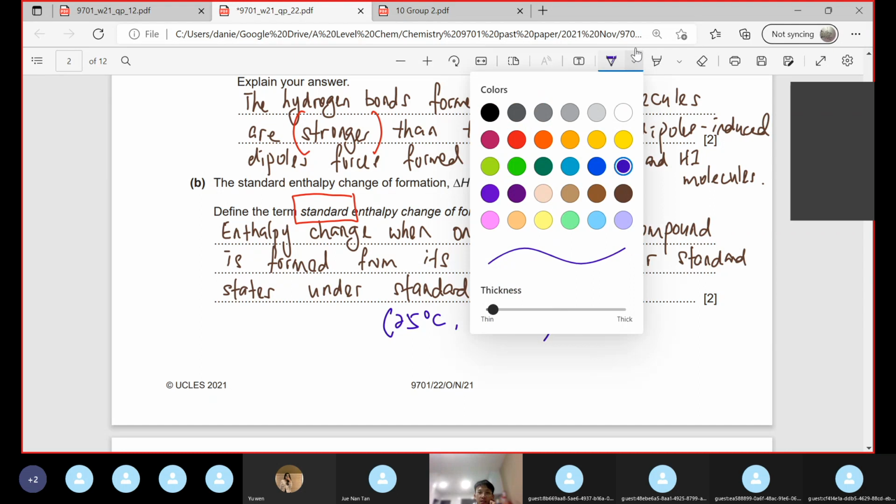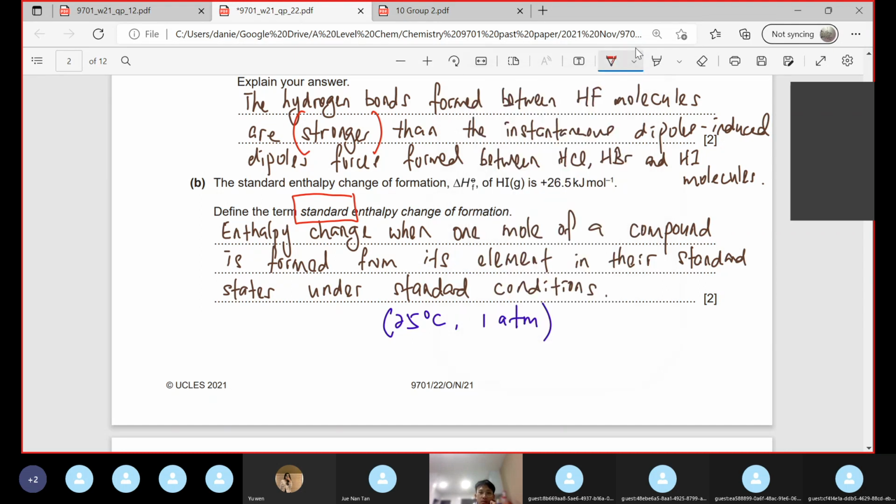So 1 mark is over here, 1 mole of a compound is formed. As long as you mention about 1 mole, then 1 mark, then from where? From its element in their standard state. In the mark scheme, they don't really give you marks for the standard condition, but personally, I will advise you to write it down. So you just add on the standard condition behind it. So 1 mark is for 1 mole of a compound is formed, another mark is for the elements. It must be the elements in their standard state.